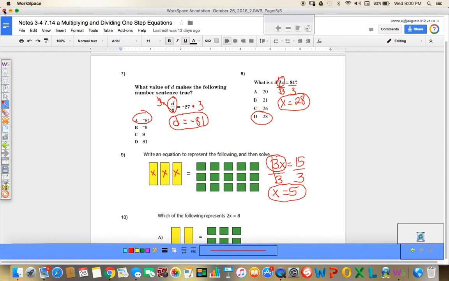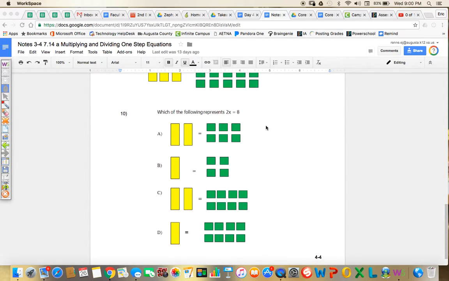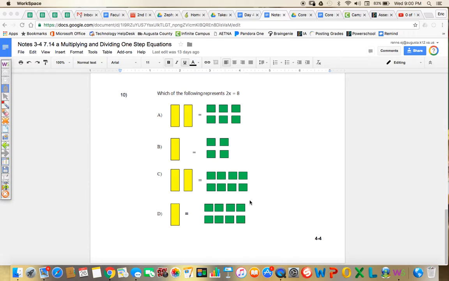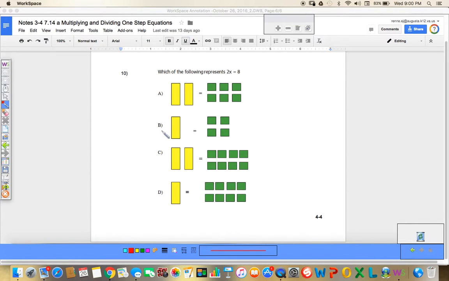Now let's look at number 10 here. It says, which of the following represents 2x equals 8? Now, if we know that the yellow sticks equal one variable, we're looking for an answer that has 2 yellow sticks because we have 2x here. So we can eliminate choice B and choice D. Now we know the equation equals 8, so I'm going to look for the one that has 2 x's equals 8 green units. So this one has 6, this one has 8, so the correct answer is C.